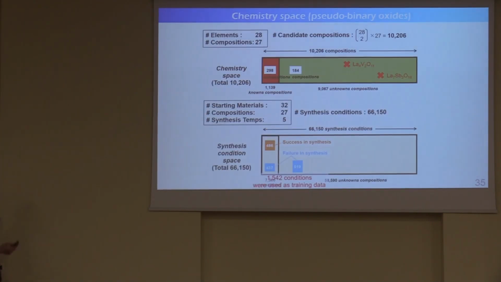So based on that type of analysis, we successfully synthesized two pseudo-binary oxides within this green zone, which we thought at the beginning was not possible to find anything new. But as weekend cookers, we are not professionals of synthesis, with the use of the recommendation system, it was possible to find this type of compound quite efficiently.